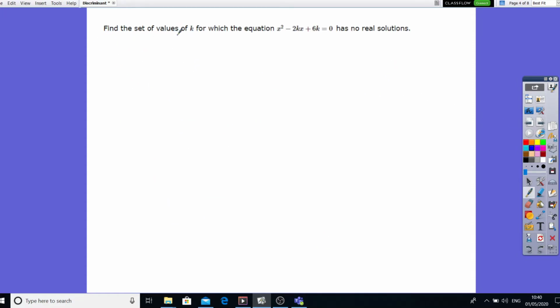Find the set of values of k for which this equation has no real roots. No real roots meaning that the discriminant b squared minus 4ac is going to be less than 0. So again, let's just look at it. In this case, a is going to be 1, b is equal to minus 2k, c is equal to 6k.